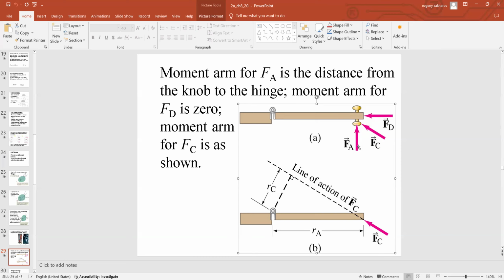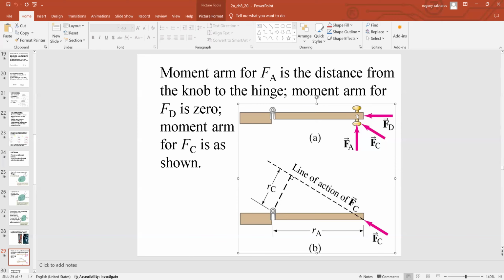If you try to push the door at an angle, see how the line of action changes from being vertical to being slanted, like an inclined plane. And the shortest distance, the moment arm, becomes less. It was the total length of the door, R sub A. Now it's going to be R sub C, which is less of a moment arm for you to use. So with the same force, multiplied by less of a moment arm, you're going to get less torque. So it's going to be much harder for you to open the door if you push it from an angle.